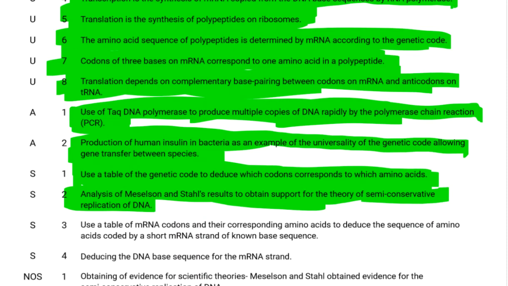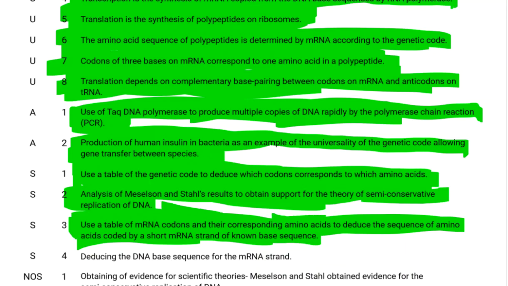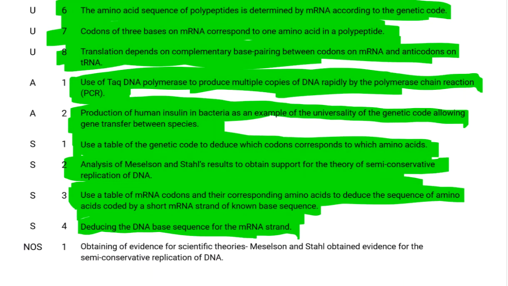Use of a table of mRNA codons and the corresponding amino acids to deduce the sequence of amino acids coded by a short mRNA of a known sequence. Okay, so this one is just again like this one right here. So using this table, you've got to figure out what amino acids are there. Sometimes they'll give you mRNA, sometimes tRNA, so don't get confused between the two. Deducing the DNA base sequence for an mRNA strand. So you've got to use the DNA sequence to work out the mRNA strand. So remember, instead of thymine, you need uracil when it comes to RNA.